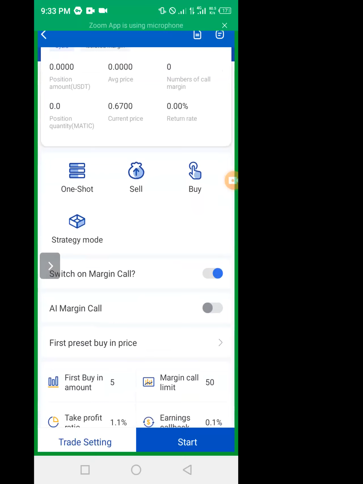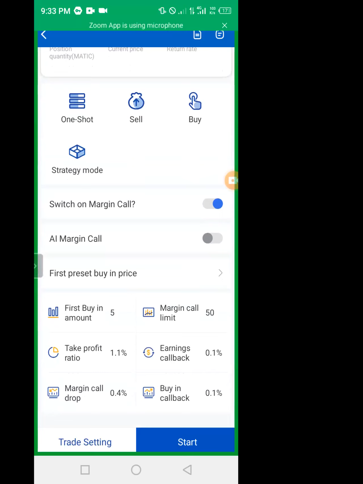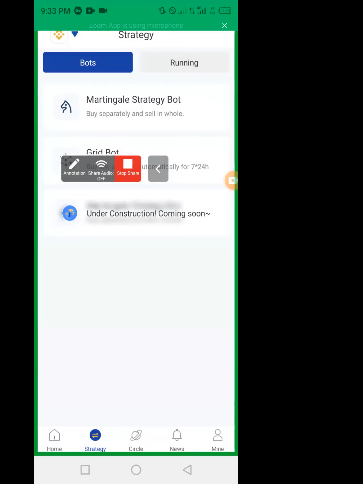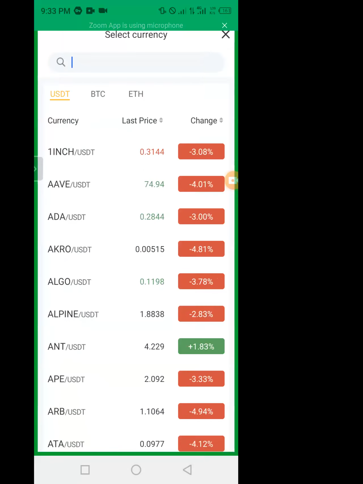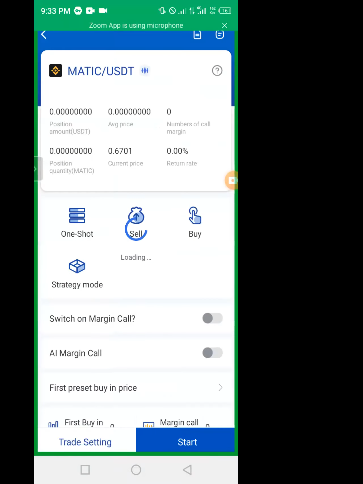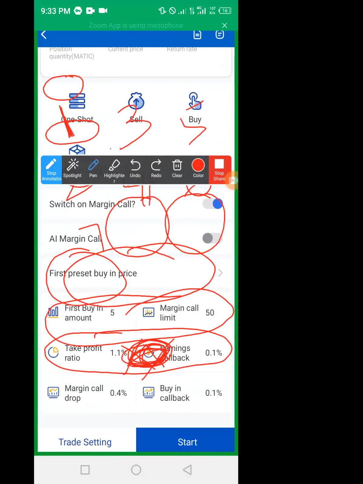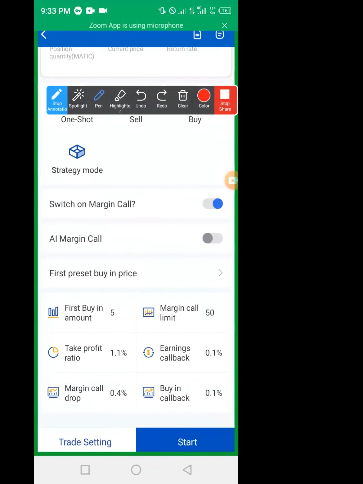Now let's look at the first preset buying price. I think this one, I'll talk about it, this section here. Sorry, we were looking at Matic. That section down there, I'll talk about it when I come back to teach how to do trade setting. When I'm doing trade setting, that's when I'll talk about this part, and then we shall see that one.